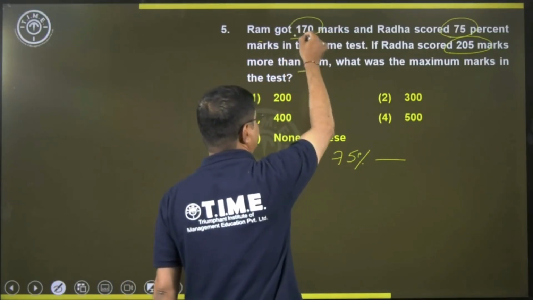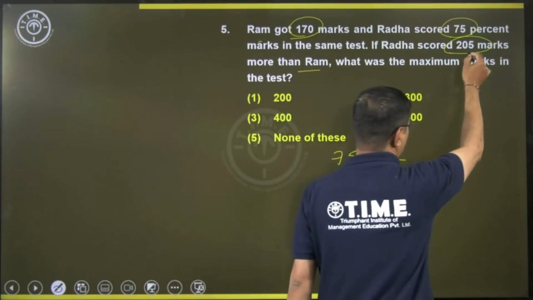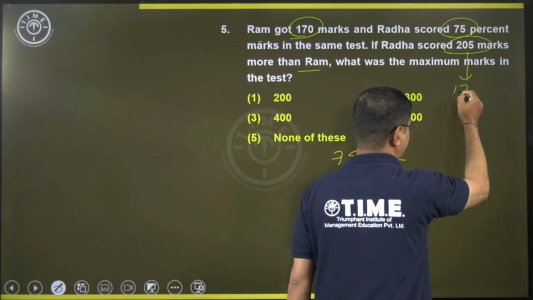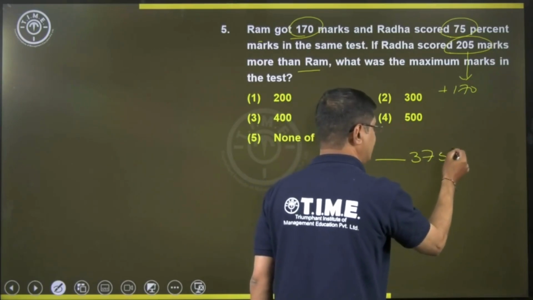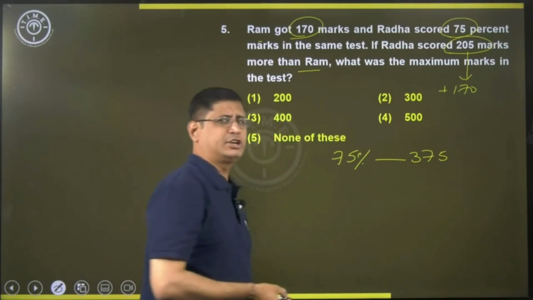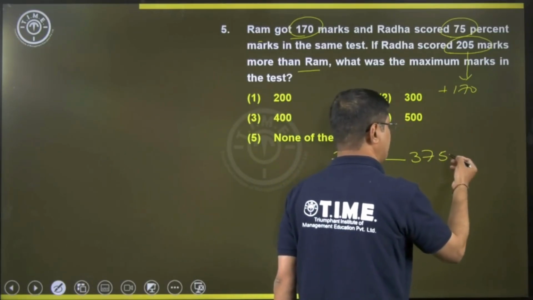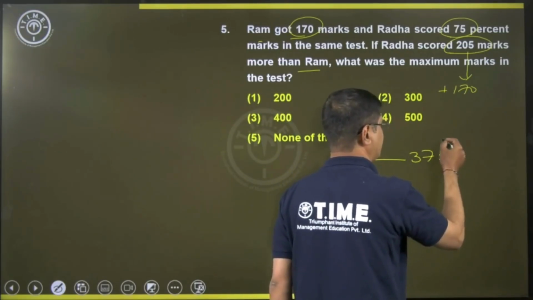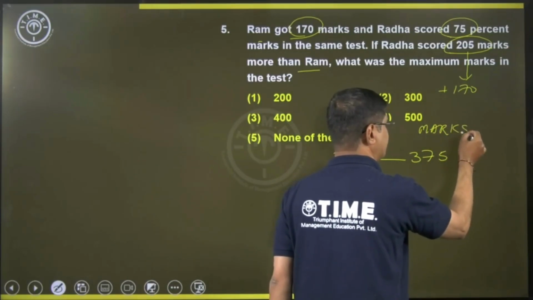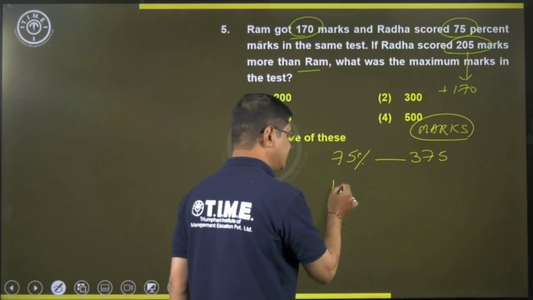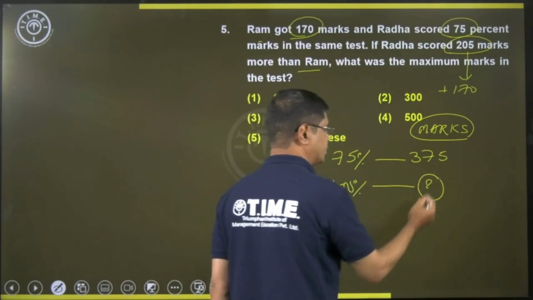Ram got how much here? 170. So what about Radha? Radha is equal to 205 plus 170. By adding these two, the value is equal to 375 marks. Percentage wise it is 75, marks wise it is 375. Then what to find? Total marks, that is the maximum marks set for an examination.